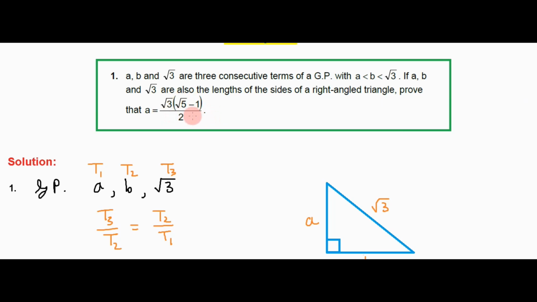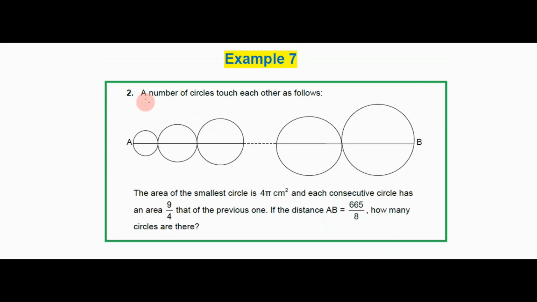And this is exactly what we needed to prove. In the second question of this example, it says, a number of circles touch each other as follows, and we are given the sketch. The area of the smallest circle is 4 pi centimeters squared, and each consecutive circle has an area 9/4 that of the previous one. If the distance AB is 665 over 8, how many circles are there?